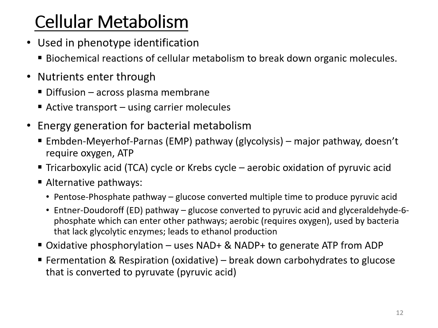It is an aerobic type of pathway which requires oxygen, and it is used by bacteria that lack some sort of glycolytic enzyme to be able to break that down. Ultimately it will lead to the production of some sort of ethanol in its environment. So when it makes that energy, it's going to end up producing ethanol. We also have oxidative phosphorylation, and this uses NAD+ and NADP+ to generate an ATP molecule from an ADP. You can also have fermentation and respiration.